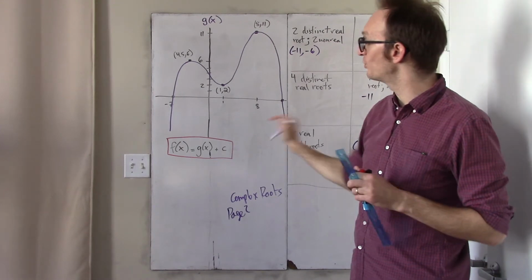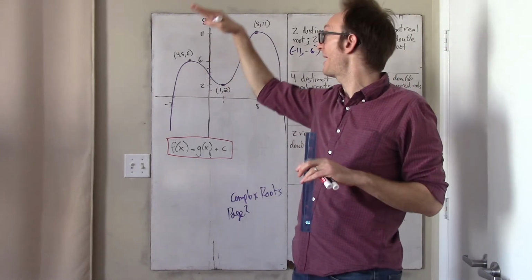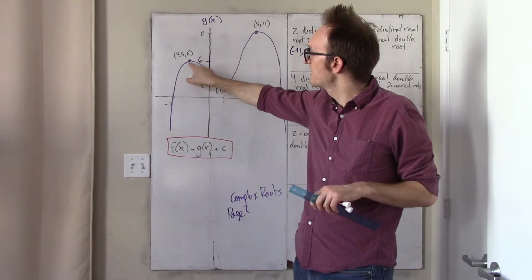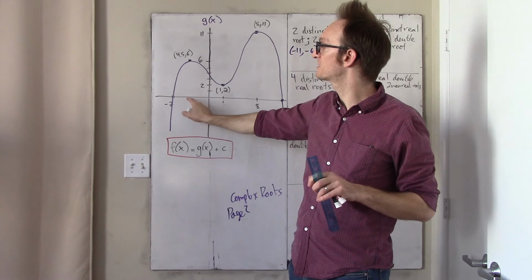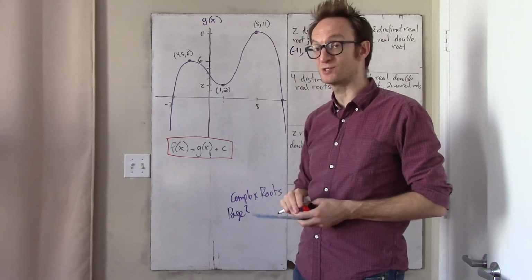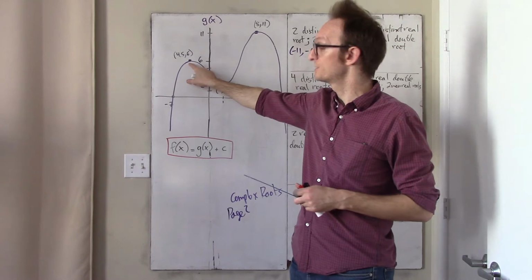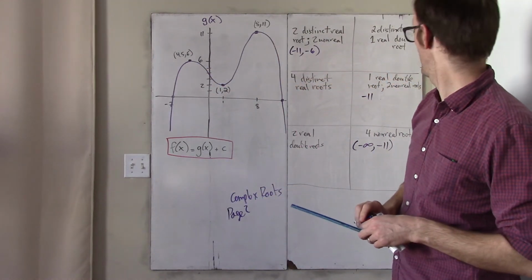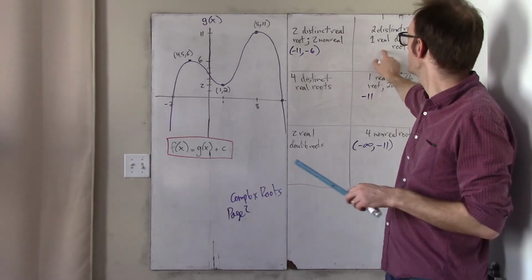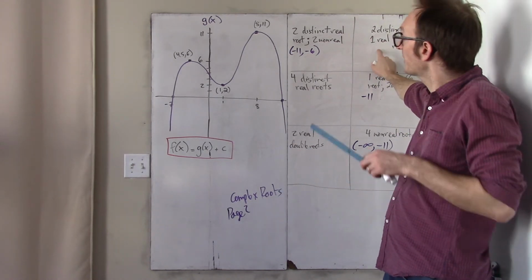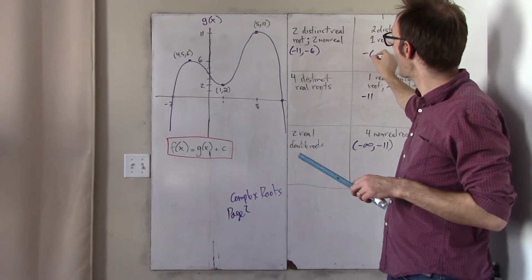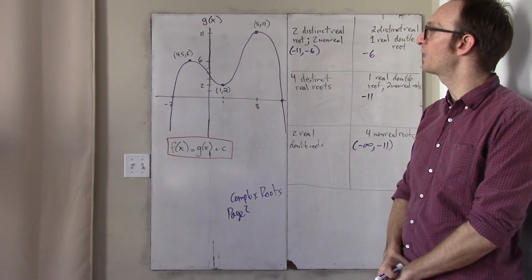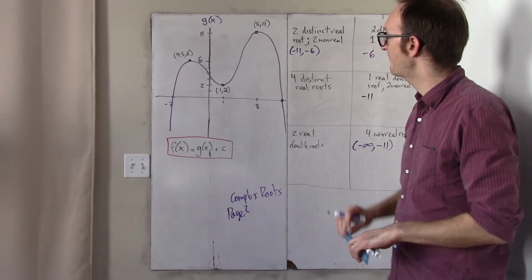But of course, if I move this g function down by exactly 6, so in other words, if c is -6, now this relative max is touching the x-axis, is tangent to the x-axis, giving me another double root at 4.5. So that puts me in the category of two distinct real roots and one real double root if c is exactly equal to -6.